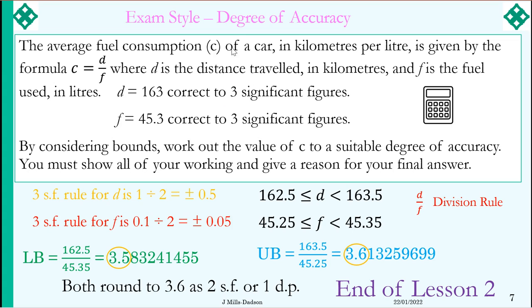So when a question is given to you and says work out to a suitable degree of accuracy, all they want you to do is to do both calculations for the lower bound and the upper bound, line your answers up, keep on approximating and see at what point when you approximate you will get the same answer. And you have to state whether you are approximating to a decimal place or significant figure.